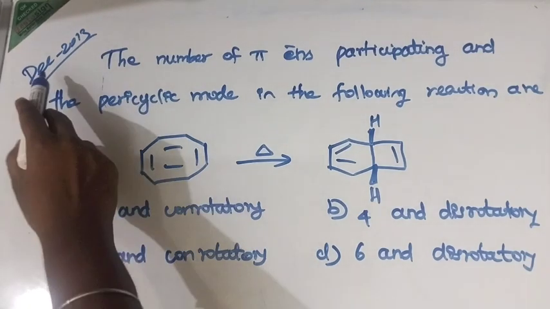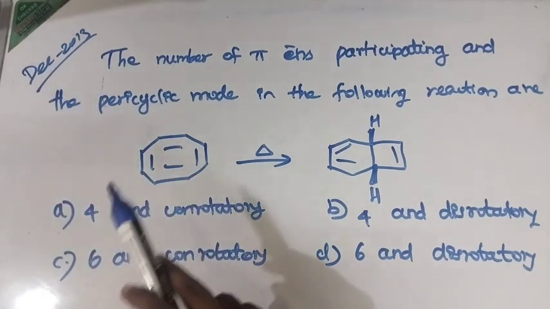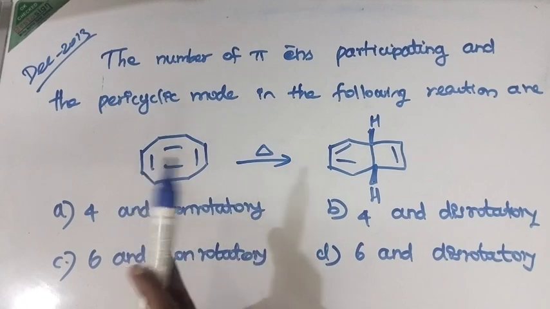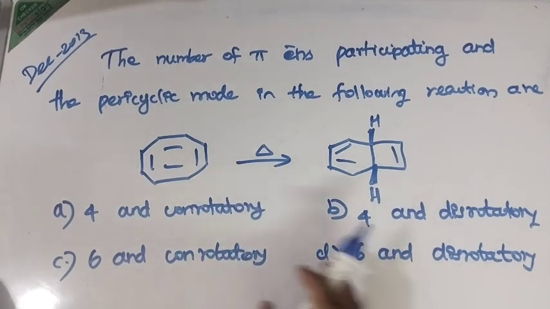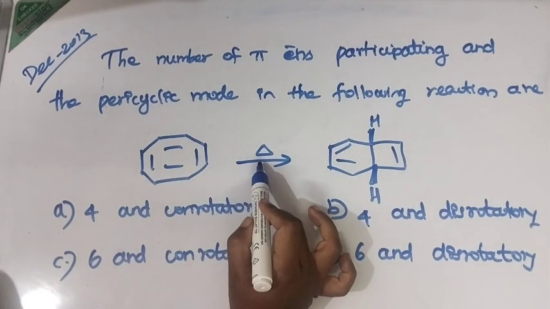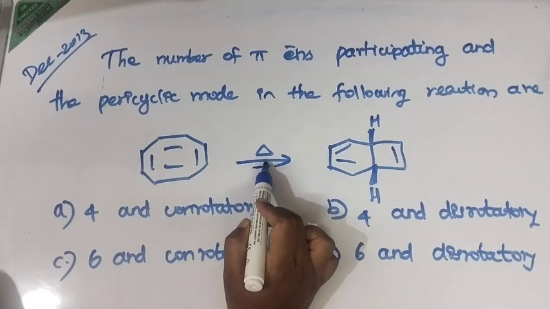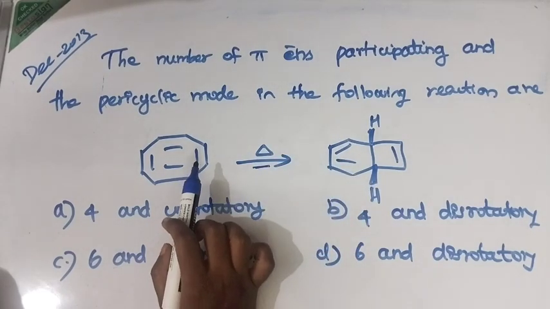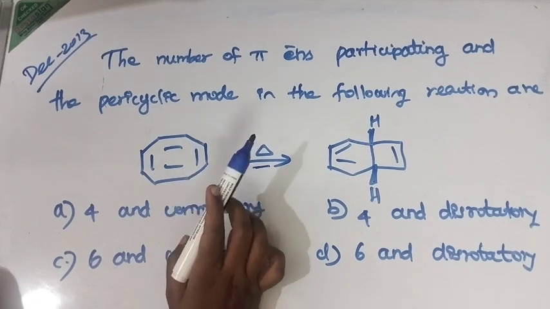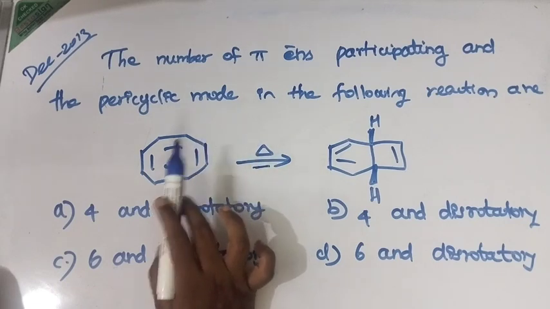This question has been asked in CSIR December 2013. So the number of pi electrons participating and the pericyclic mode in the following reaction is. See, you have to be very careful while reading the question. And see here, they have given thermal condition. First thing you have to note is whether it is thermal or photochemical. Here it is thermal condition. Then the number of pi electrons involved and the pericyclic mode.